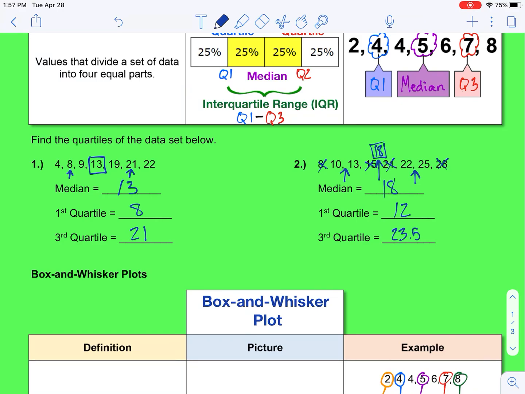One thing that you may have noticed is sometimes I refer to it as the first quartile or the lower quartile, and other times I talk about the third quartile and the upper quartile. Those words can be mixed and matched. It's the same thing. So first and lower, that's the same thing. Third and upper, that's also the same thing.